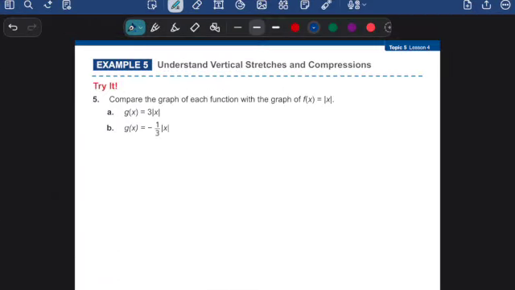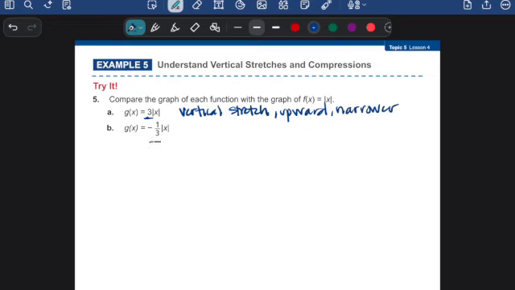Try it number 5. Compare the graph of each function with the graph of the parent function. So we have a change to the outside. We have a scale factor. That means we are compressing or stretching it vertically. Since it's greater than 1, we're multiplying the outputs by 3, so that means the output is going to get stretched out. So this is going to be a vertical stretch. It's still going to be upward facing because it's positive. So it will be narrower. The graph will have a narrower V.